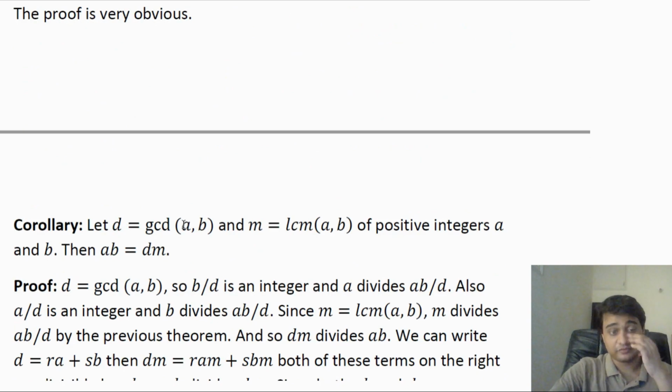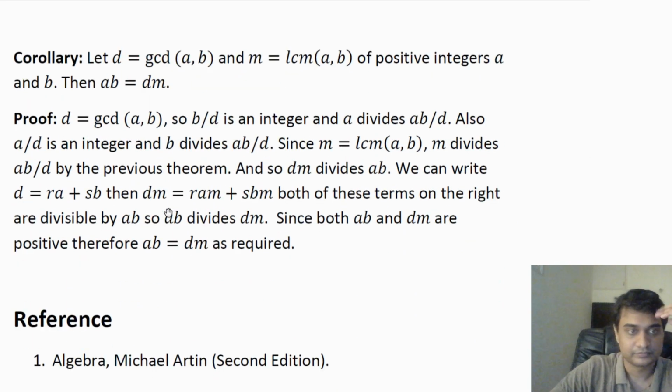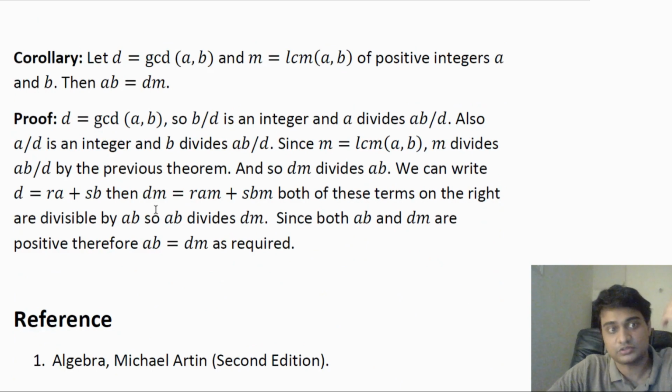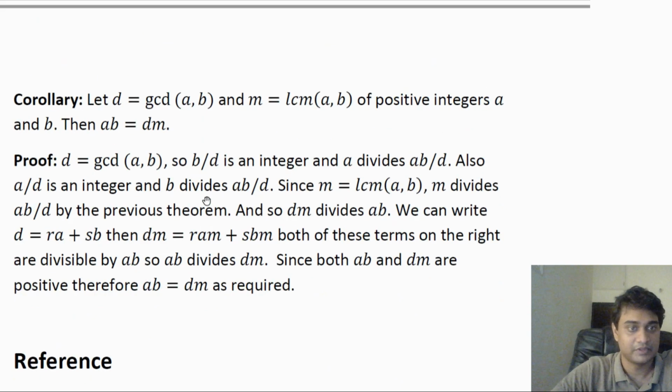So now we end with the last corollary, right? The last corollary is this: let D be the greatest common divisor of A and B, and M be the least common multiple of A and B, where A and B are positive integers, not only non-zero, but positive. Then AB equals DM. The product of the integers A and B equals the product of the greatest common divisor and the least common multiple.